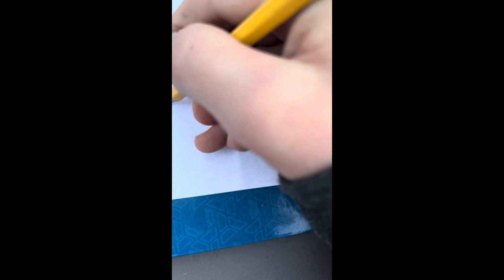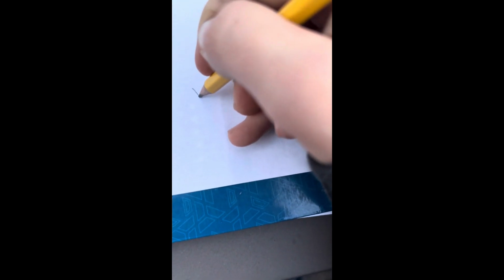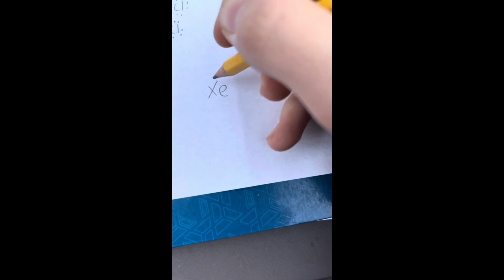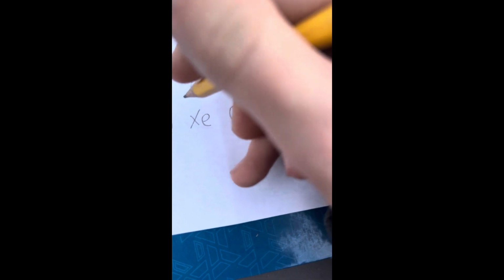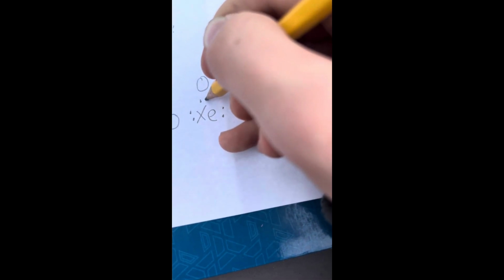All right, our 14th video is going to be XeO3. We're going to start with xenon as our central atom, and we're going to have 3 oxygens, like that. Xenon has 8 valence electrons, and oxygen has 6, so there's going to be 2 for each oxygen to satisfy the rule of 8. That's 1, 2, 3, 4, 5, 6. And xenon is 8, so we've got to add 2 more right there.